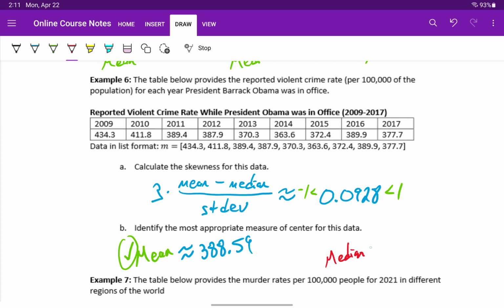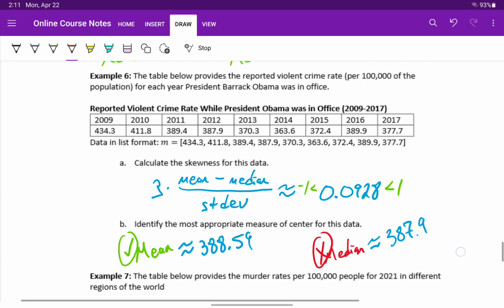If we compare that to the median that we found earlier, that median was 387.9. What we see is that these two results are very similar to each other, but we throw out the median since it's less precise, it's not taking all the data values into account. The two measures are pretty similar, but the mean is the stronger measure since it's taking all that data into consideration when we complete that calculation.